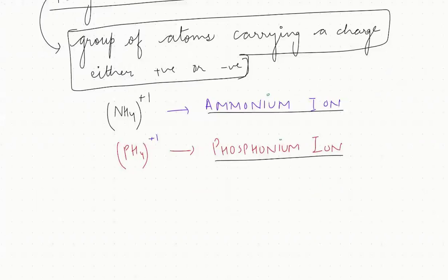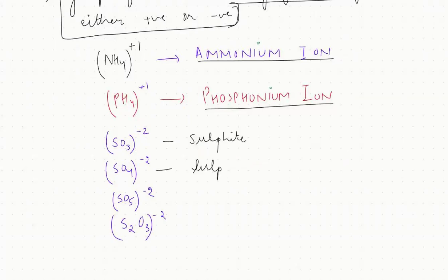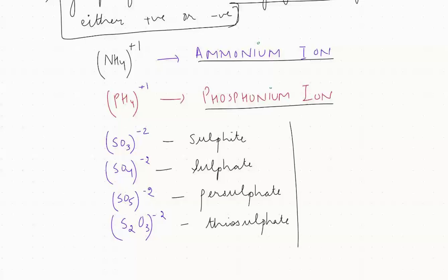Similarly, let's suppose I say SO3 minus 2, SO4 minus 2, SO5 minus 2, S2O3 minus 2. So I would have what? We would have sulfite, sulfate, persulfate, and thiosulfate. Are you understanding? These are radicals. These are negative radicals.